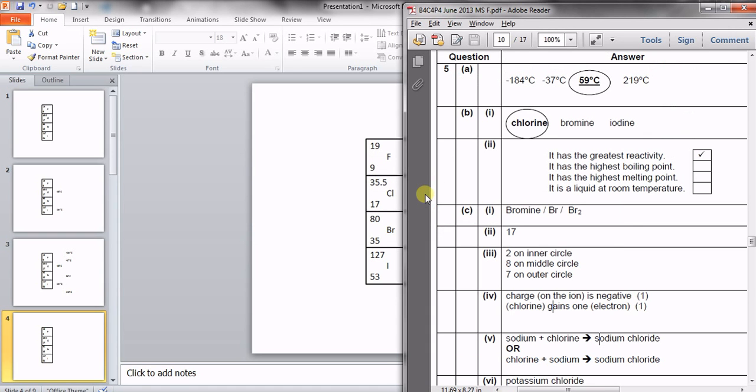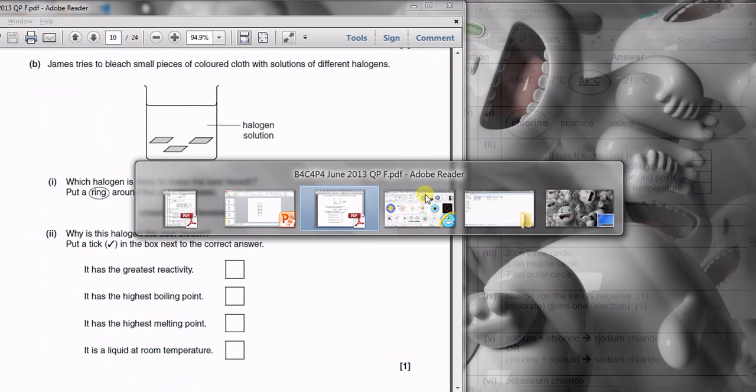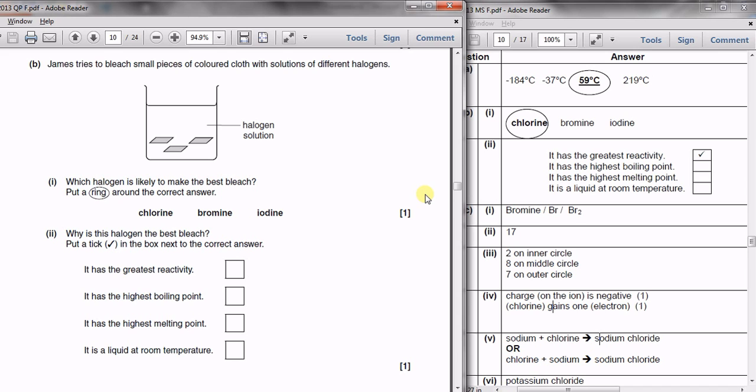So if we look back at the question, the option we're going to choose is going to be chlorine, and the reason for that is because it has the greatest reactivity.